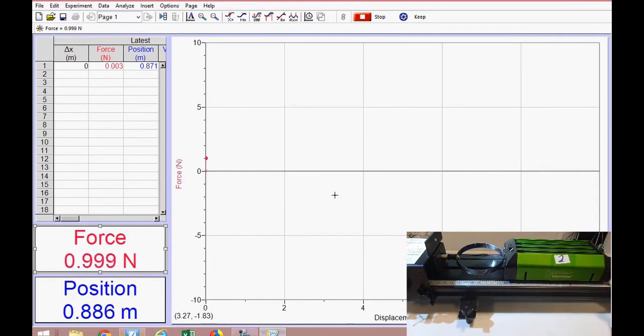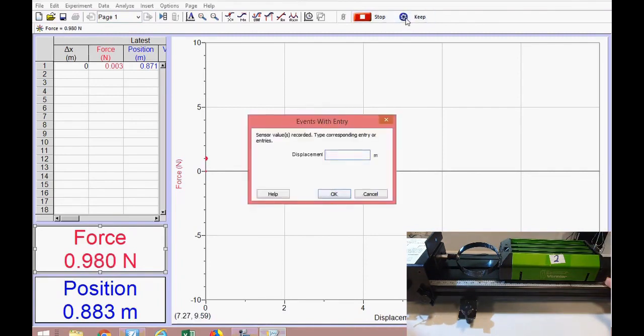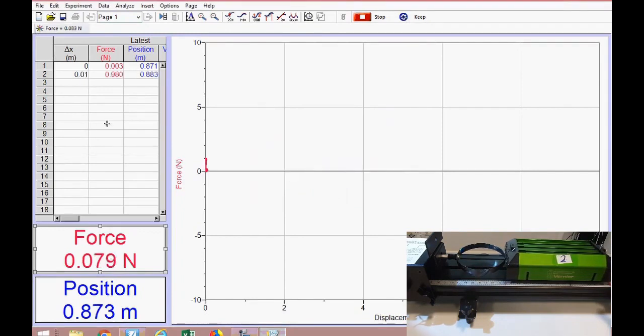Now you can see, while she is compressing this to 1 centimeter, that the force is now 0.996. So I'm going to keep that value of force by pressing this button. When I press that, that force is stored there, and I'm going to enter the corresponding displacement, that is 0.01, because 1 centimeter in meter, right? So I'm going to take the second reading.